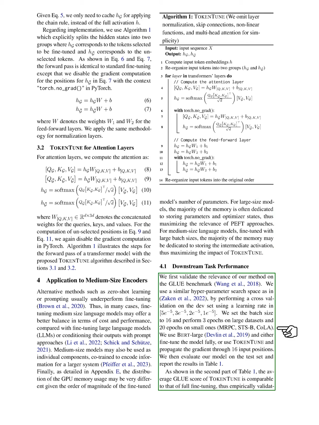To validate our method's effectiveness, we test it on the GLUE benchmark. We conduct a hyperparameter search and perform cross-validation on the development set, using a learning rate range and specific batch sizes for different dataset sizes. We fine-tune BERT large fully or apply TOKENTUNE, propagating the gradient through a limited number of input positions.